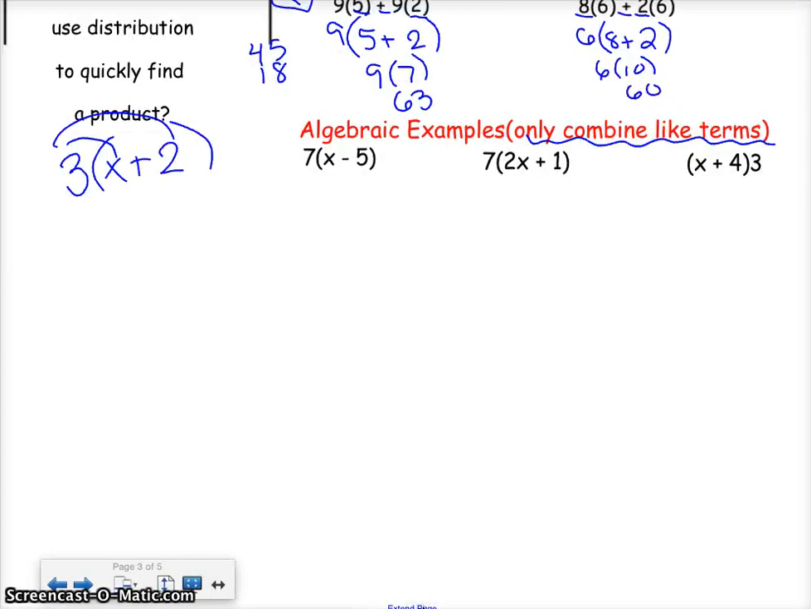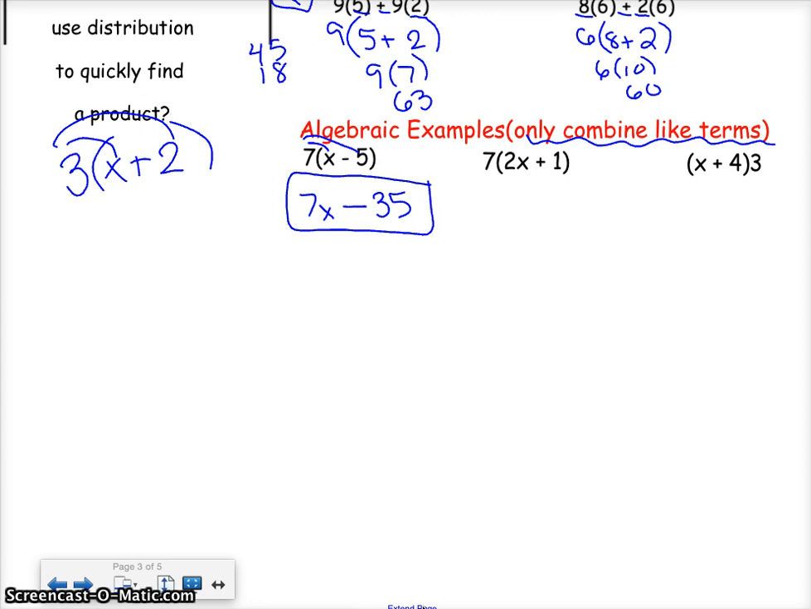Okay, so this first one, I'm going to distribute my 7, and 7 goes to the x and the 5. And you distribute by multiplying. So 7 times x, 7x, minus 7 times 5, 35. That's right. So this is what the answer would be. Because you can't combine them. 35 doesn't have an x.